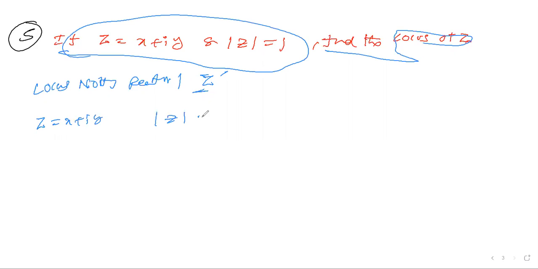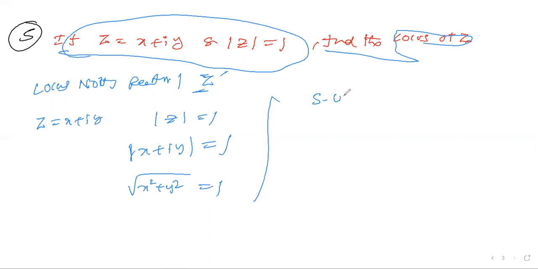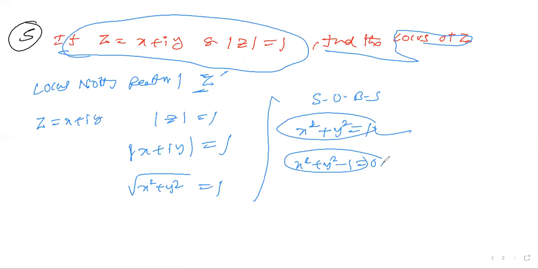You substitute mod z is equal to 1, right? So first of all, z is x plus iy, and mod z is equal to 1. Mod z means, this is the modulus symbol, you open it: square root of x square plus y square is equal to 1. What is the next step? Squaring on both sides, I get x square plus y square equal to 1, or x square plus y square minus 1 is equal to 0.